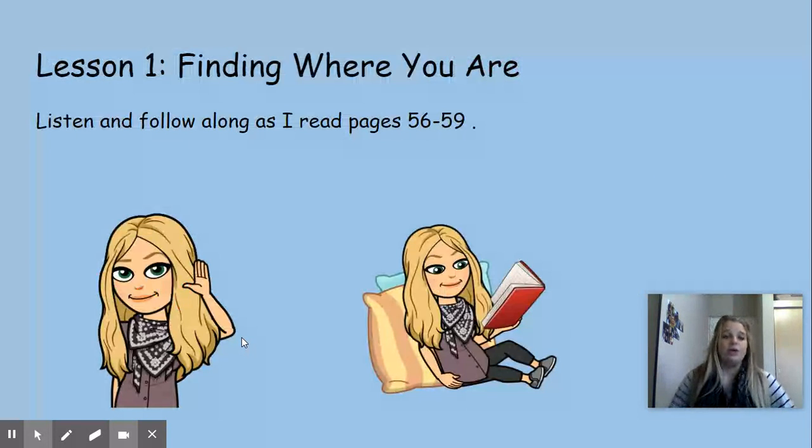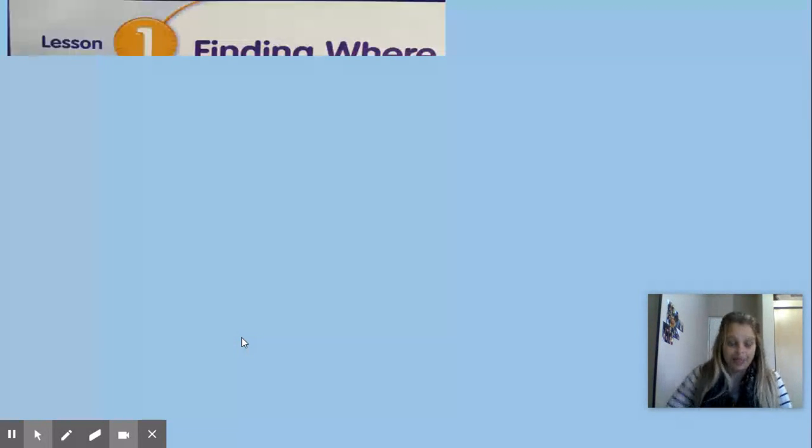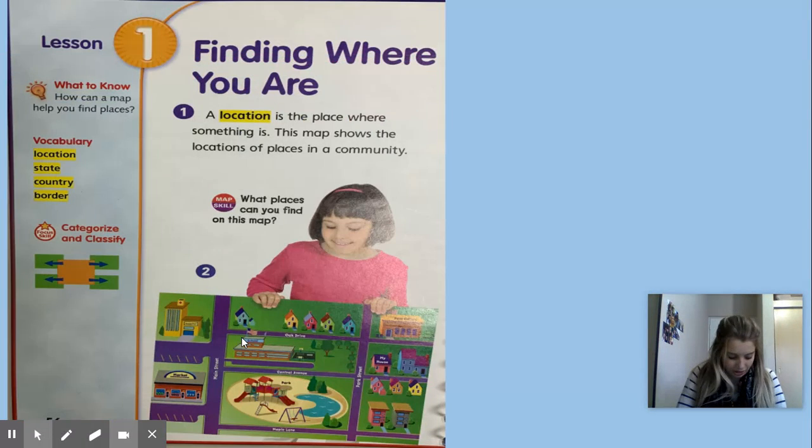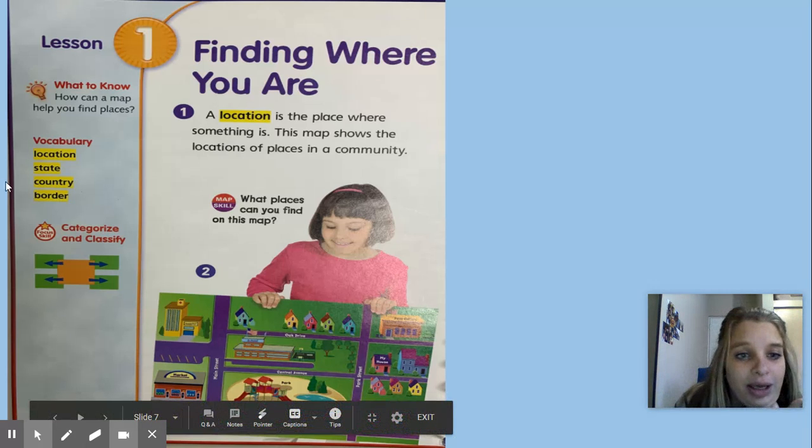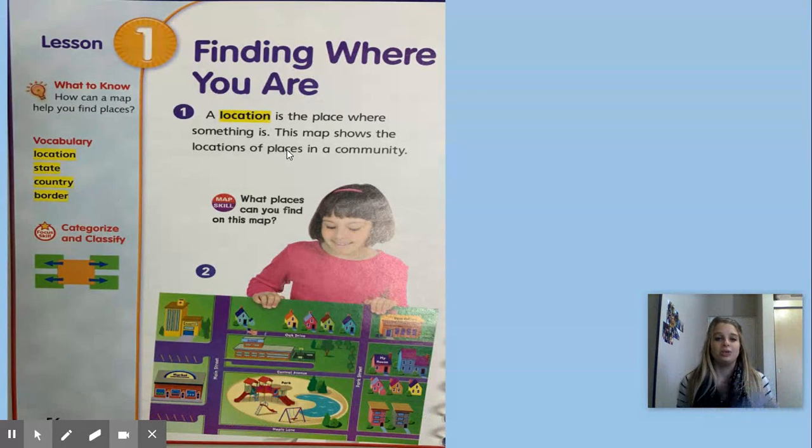All right, so we are going to be learning about finding where you are. So I want you to listen and follow along as I read pages 56 to 59. But let's build some background, all right? So I want you to know that maps help us find where places are. So it says finding where you are. A location is a place where something is. This map shows the locations of places in a community, all right? So a map can show a small or big area, okay?